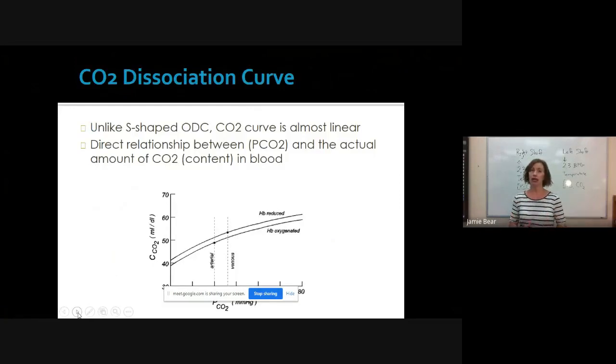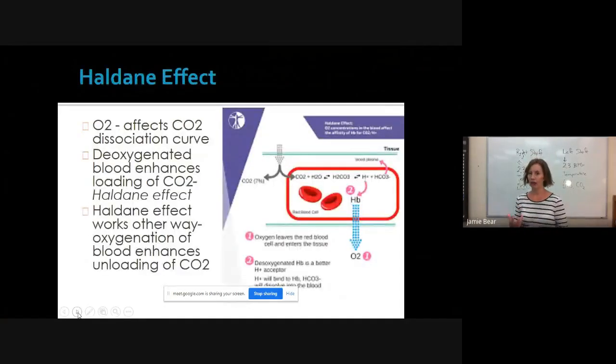Carbon dioxide is a lot simpler. There's no sigmoid shape to the curve; it's a pretty direct linear curve. The more carbon dioxide you have, the more carbon dioxide content you're going to have in the blood. There are no physiologic conditions that allow it to bind easier or not as easily, except for something called the Haldane effect.